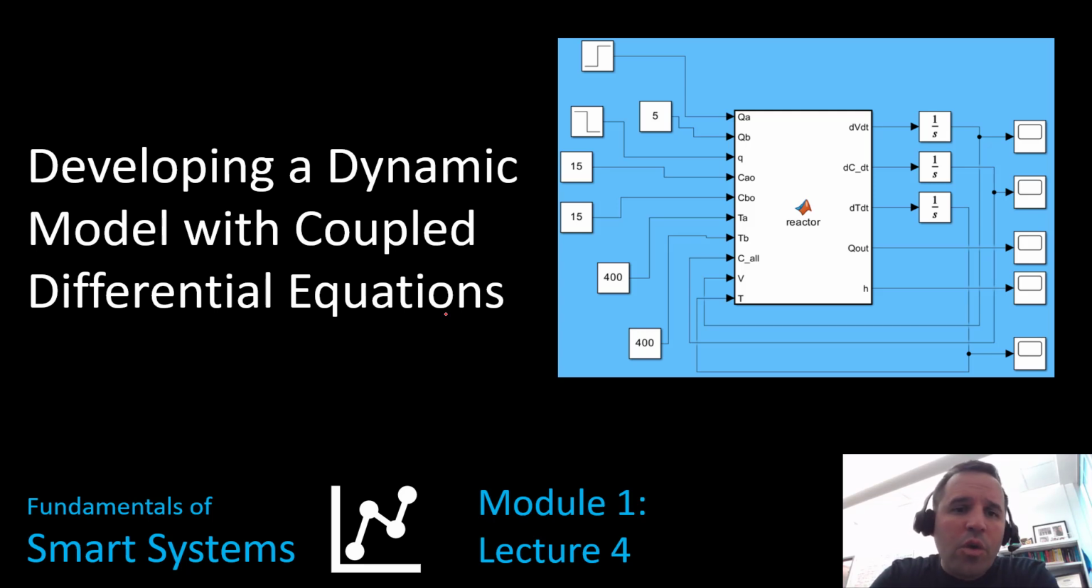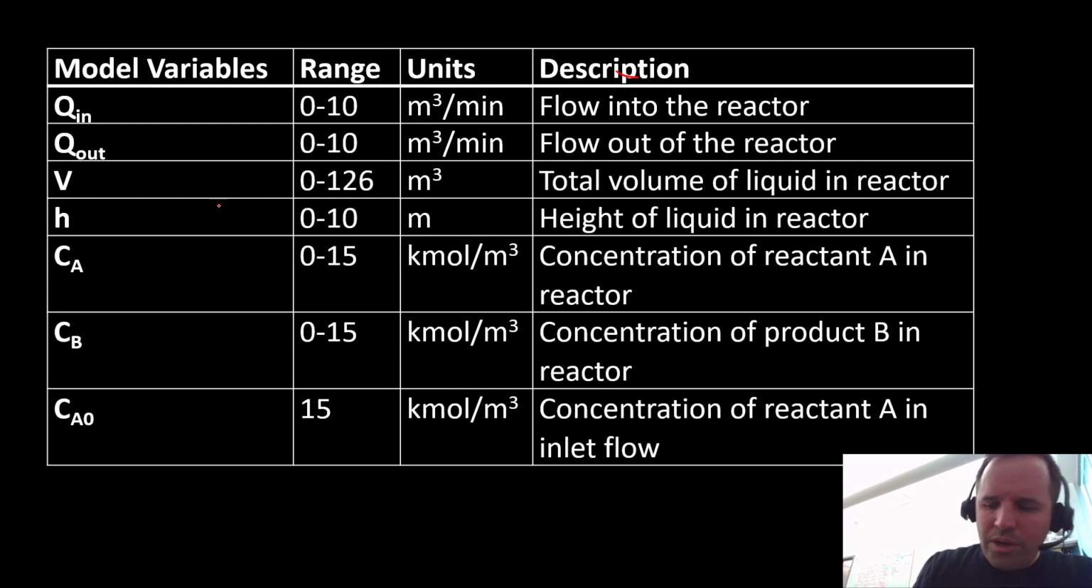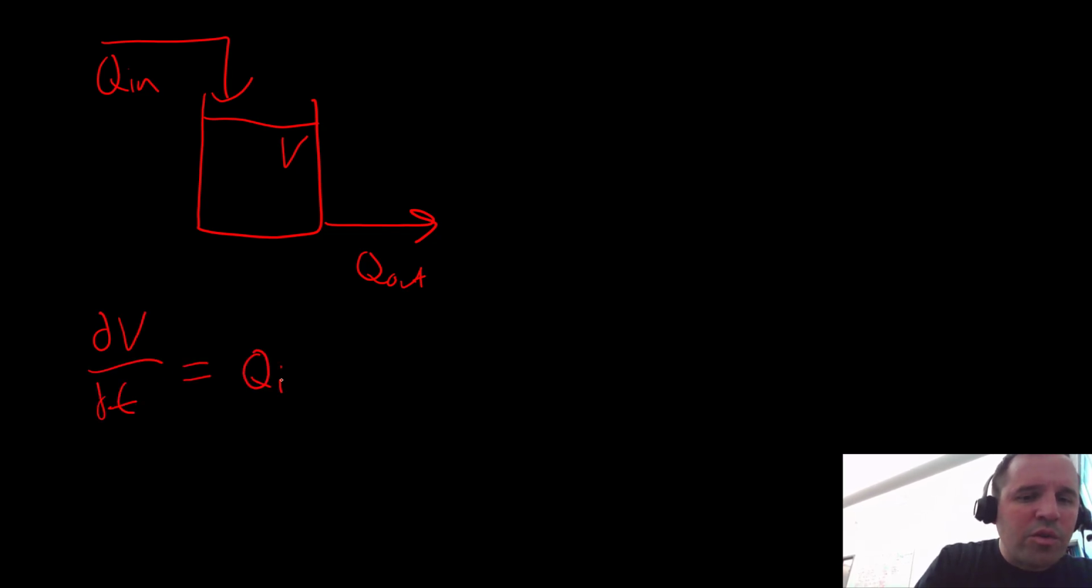In this particular video, I'm going to talk you through how to develop a dynamic model with coupled differential equations. In past videos, we had this very simple tank model with our tank with volume V. Our flow in was Q in, our flow out was Q out. That led us to a really simple model, a volume balance, which gave us dV/dt is equal to Q in minus Q out.